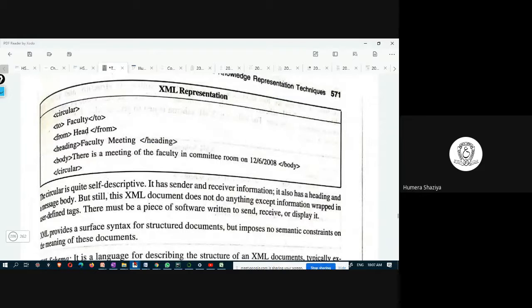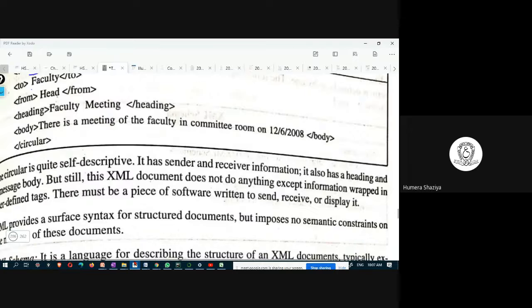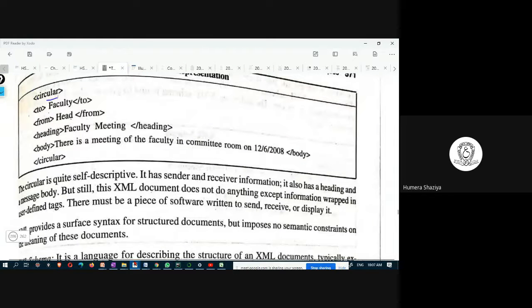For instance, this is an XML representation for a circular that has been sent from the head of the department. Let us suppose, circular is the name of the tag that has been created by the user. To faculty from head. This to tag, from tag, these are not predefined tags. These have been developed and implemented by the user. Heading is the faculty meeting.